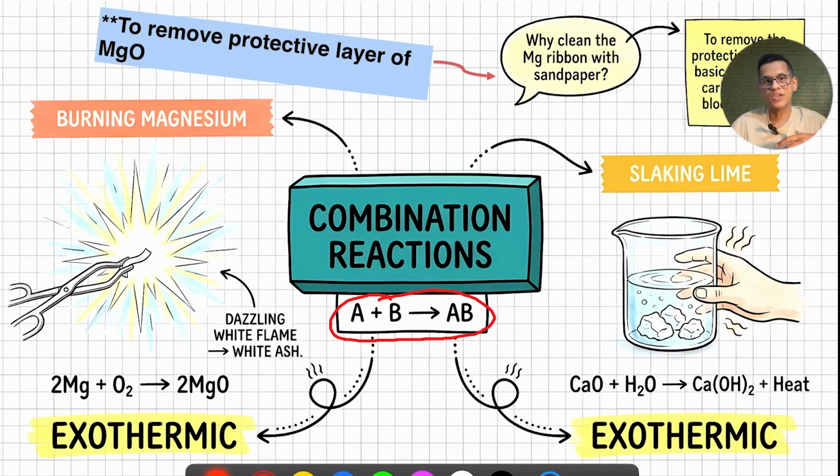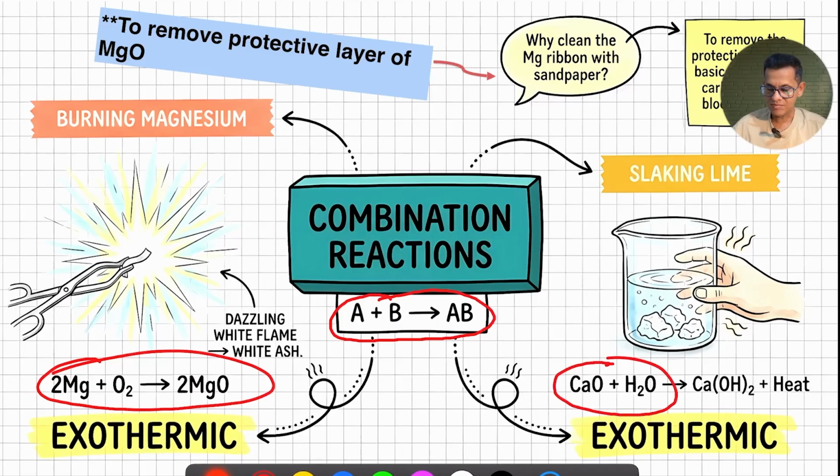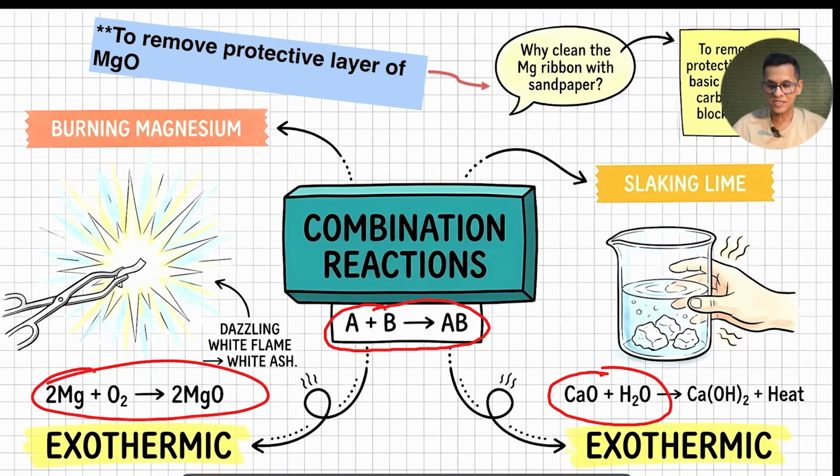Now here we have to take 2 important examples. One is burning of magnesium ribbon, and the second is the reaction between calcium oxide and water. The experiment of burning magnesium ribbon will be done in the laboratory. It's a very easy experiment. Basically you have to take magnesium ribbon, and before burning it you rub it with sandpaper. Why do we rub it with sandpaper? We have to clean it before we burn it.